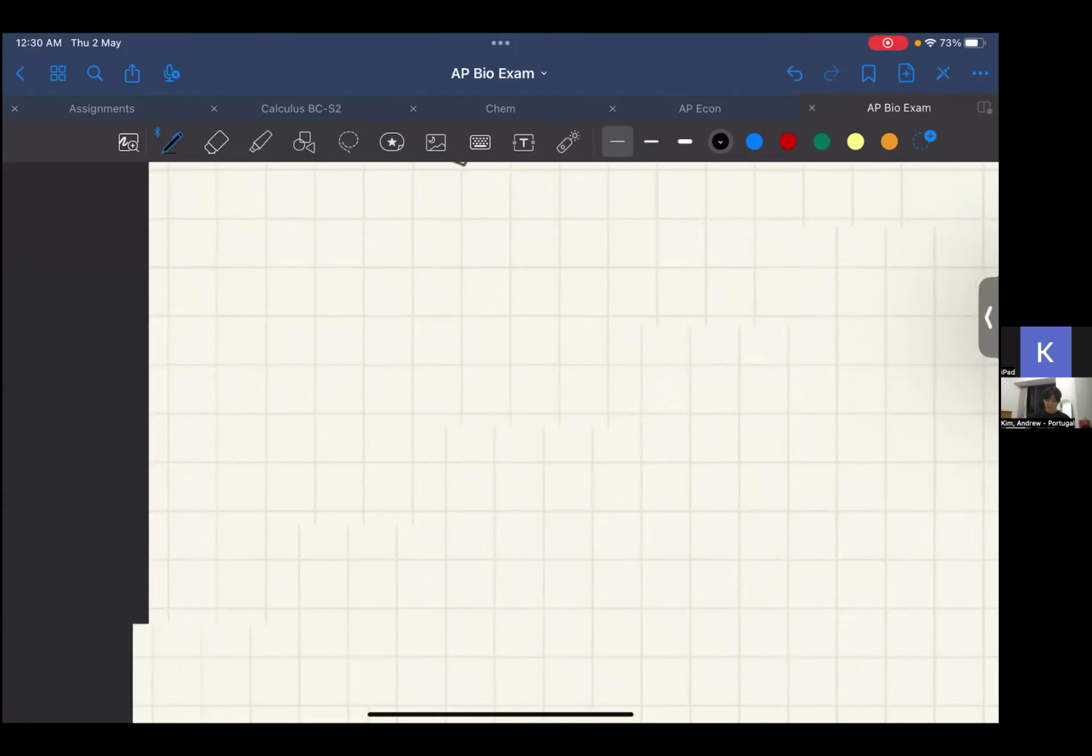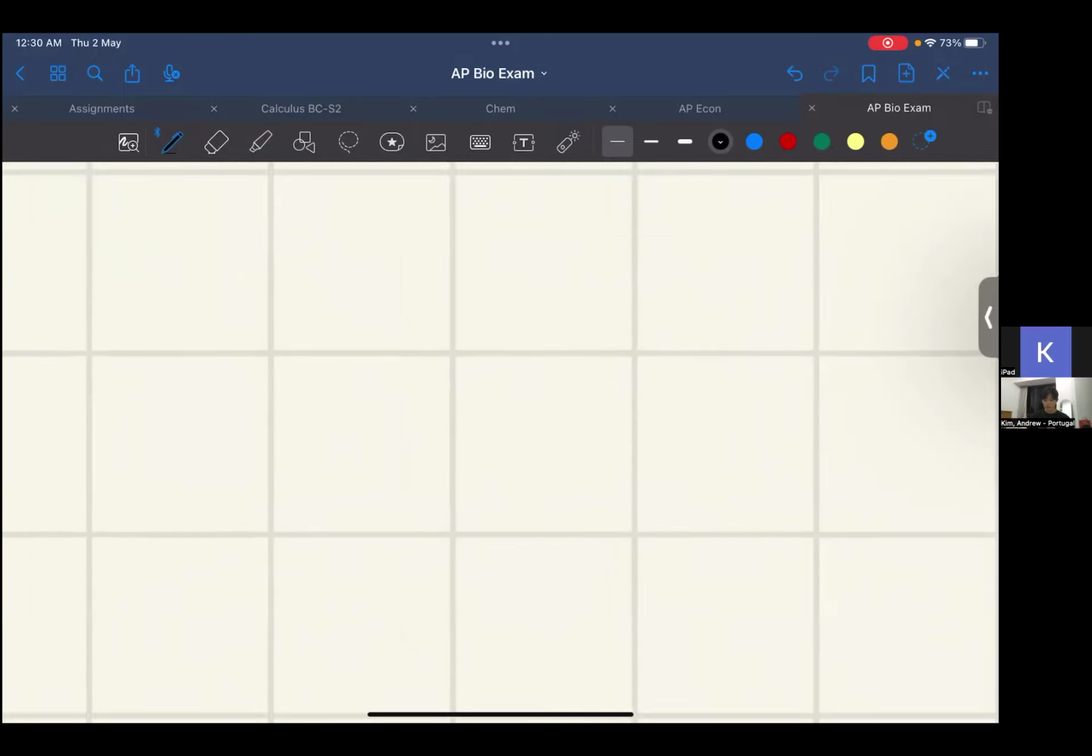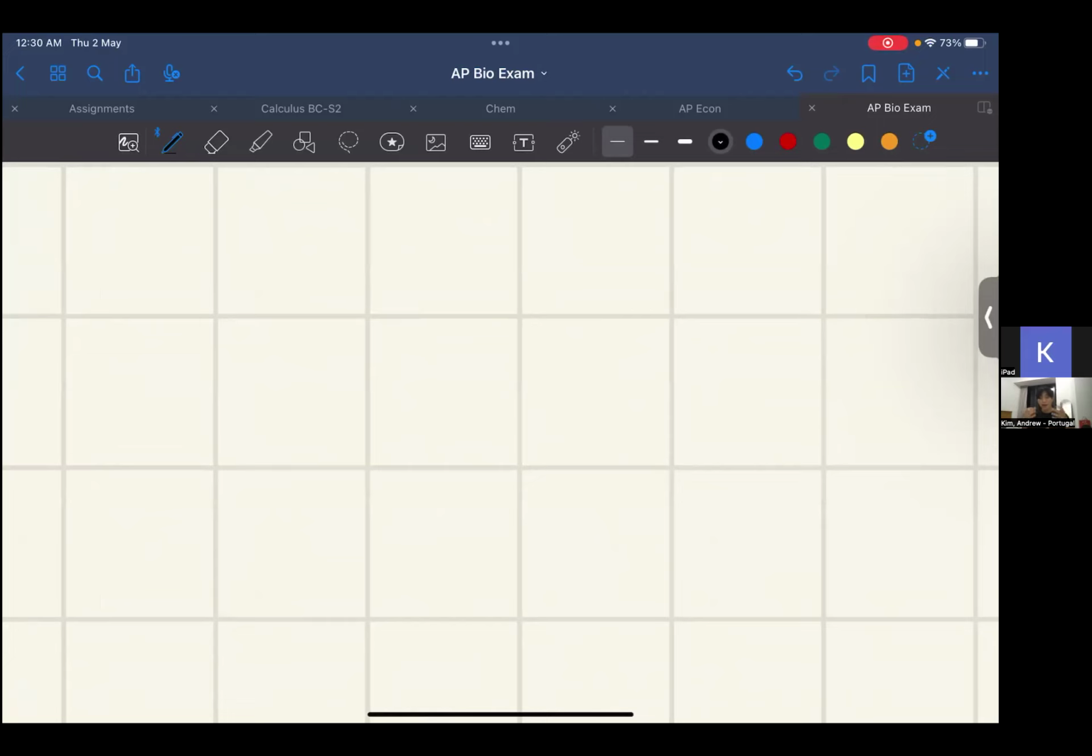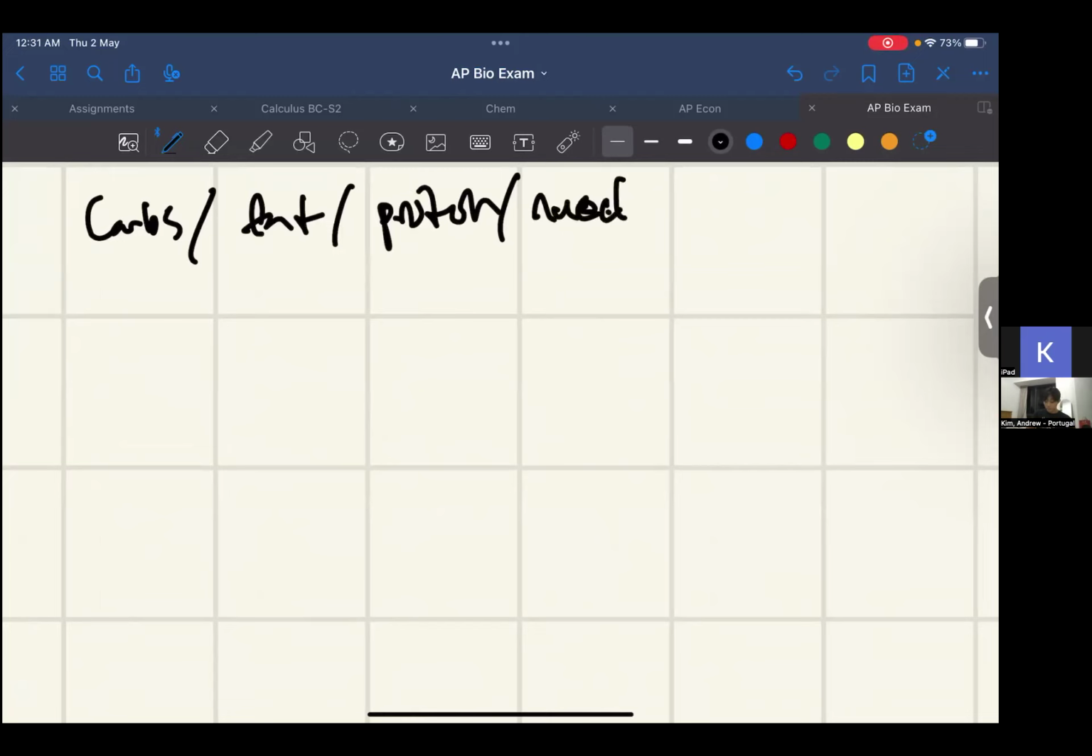Now let's move on to the second part of this unit, which is about different macromolecules. Now, what is a macromolecule? What does macro mean? Macro means big. Macromolecules are big molecules that are important to your body. For example, carbs, fat, protein, and nucleic acid. That's pretty much it, right? Four of them. Now, I'll explain one by one, okay?